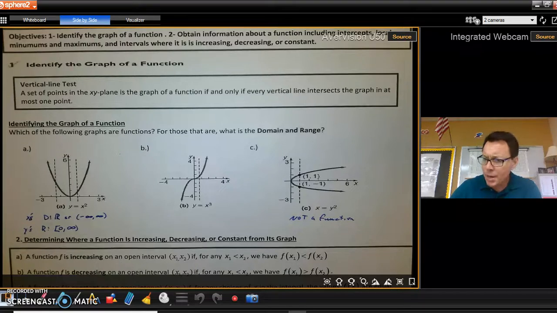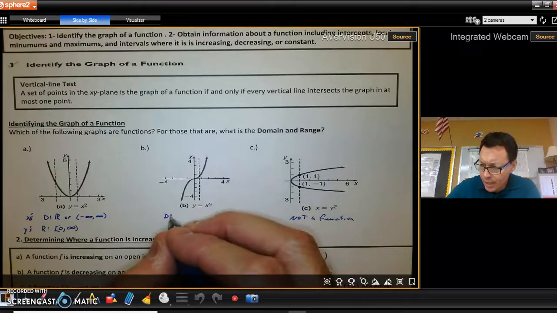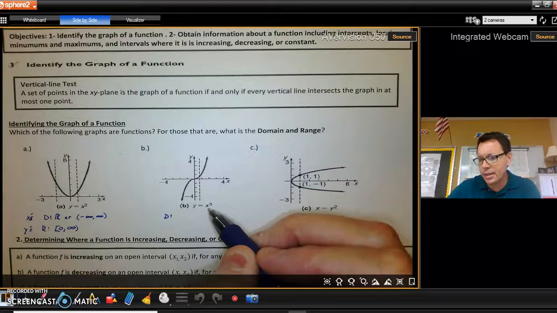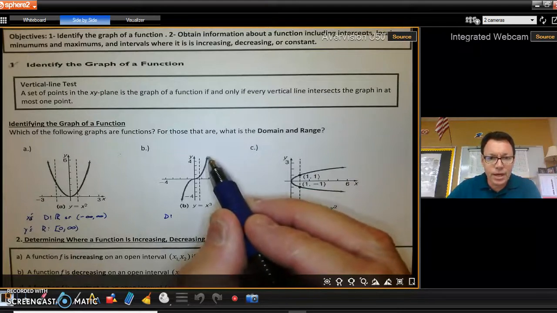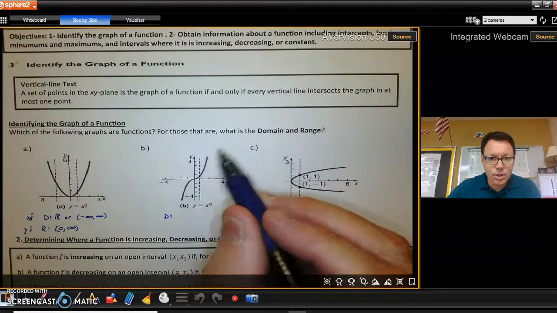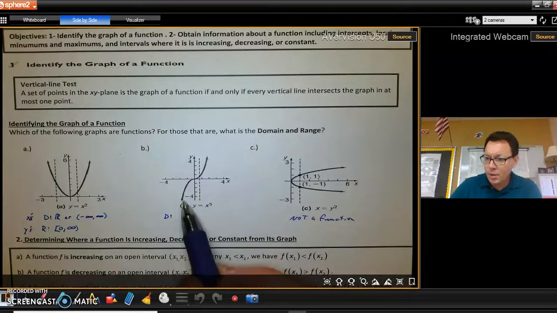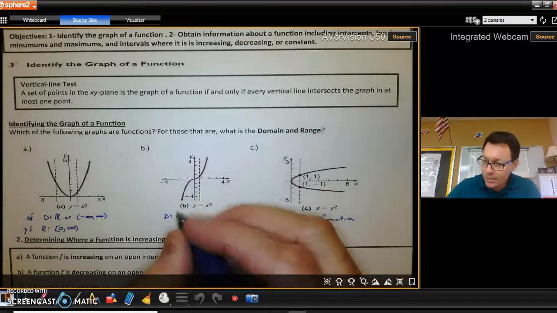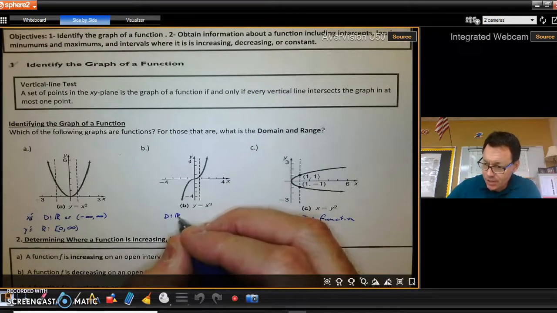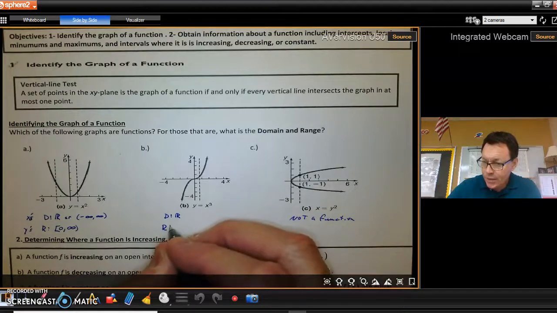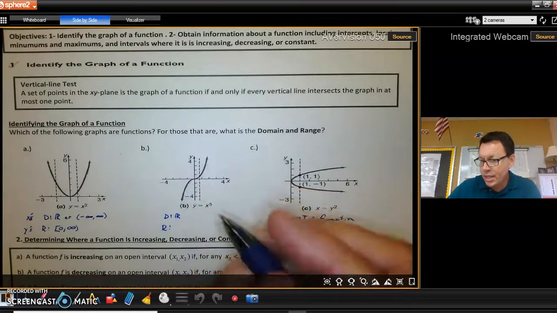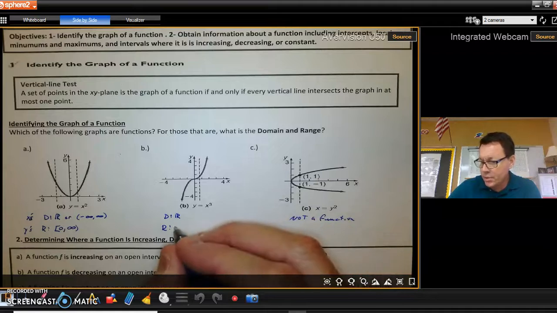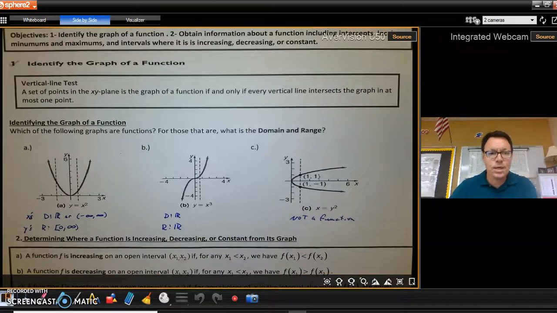Okay? How about B? The domain is, well, again, no radicals and no fractions means it's all real numbers, but this graph with the arrow going towards the right, and this part going towards the left, also tells us that every single x value is being used, and the range is everything from negative infinity up through positive infinity with no breaks or gaps or anything, so that's also all real numbers. Okay, so that's identifying whether or not you have a function.